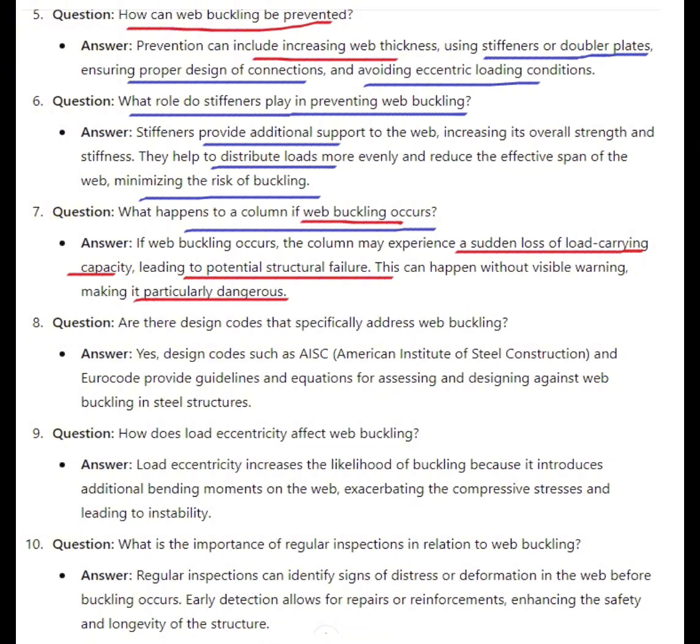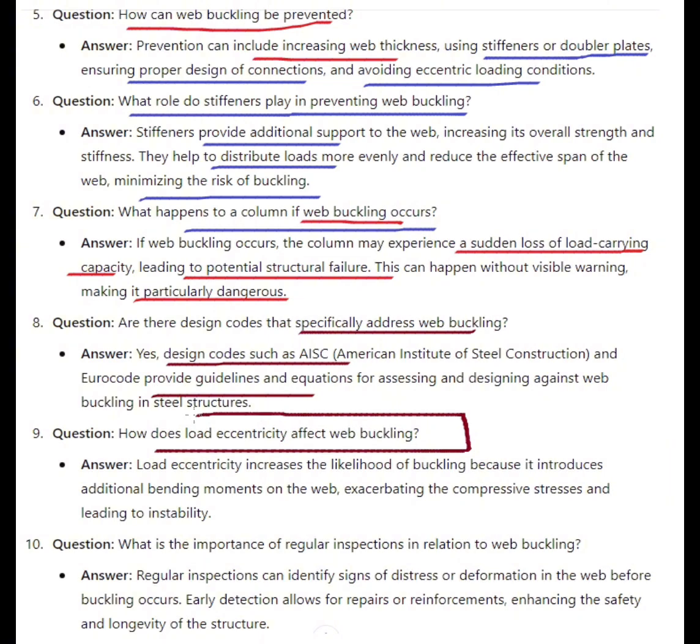Are there design codes that specifically address web buckling? Yes, there are design codes that address web buckling. Design codes such as AISC and Eurocode provide guidelines and equations for assessing and designing against web buckling issues in steel structures.